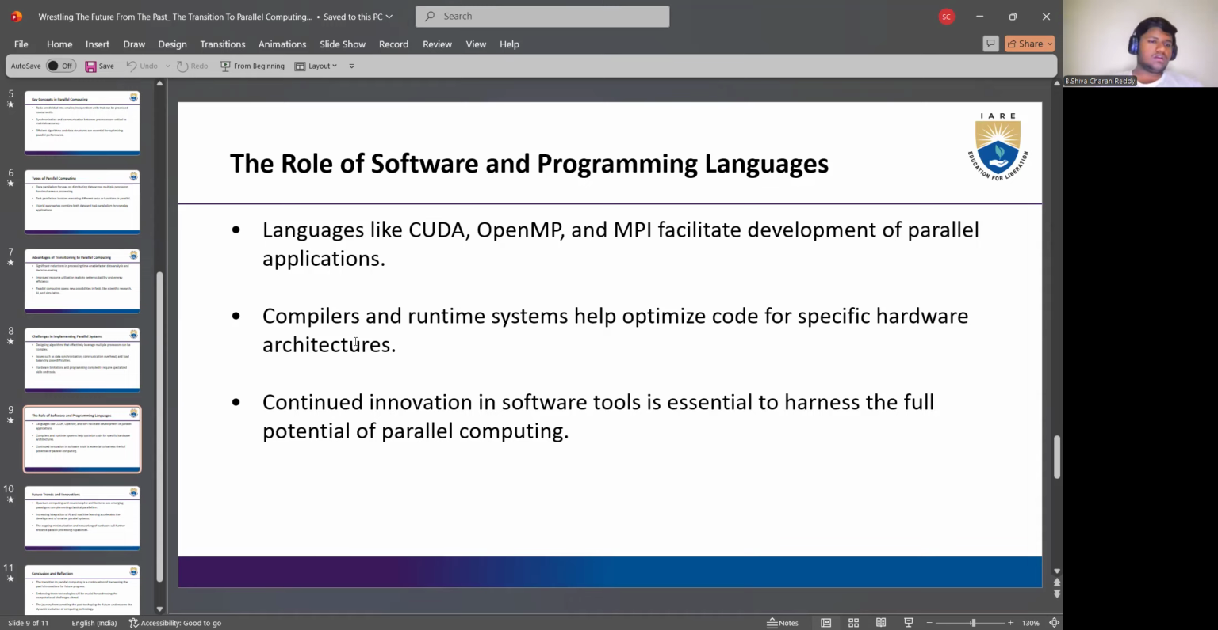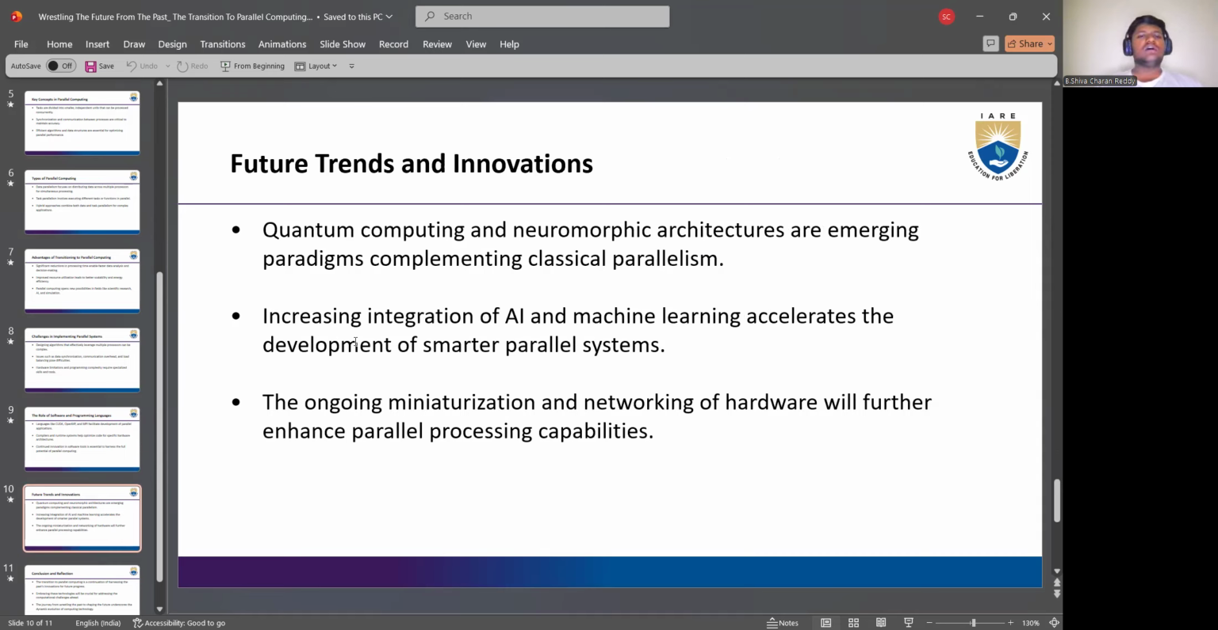helps harness the potential of parallel computing. Well, coming to future trends and innovations, quantum computing and neuromorphic architectures are emerging paradigms complementing classical parallelism. Increasing integration of AI and machine learning accelerates development of smarter parallel systems. The ongoing miniaturization and networking of hardware will further enhance parallel processing capabilities.